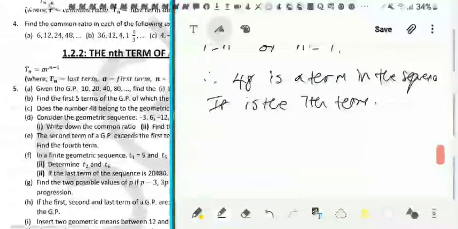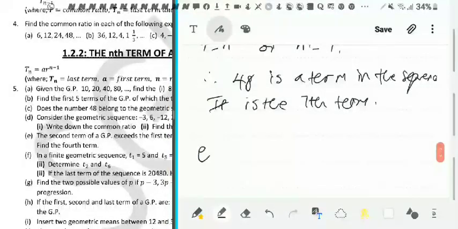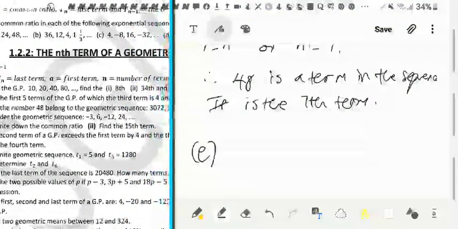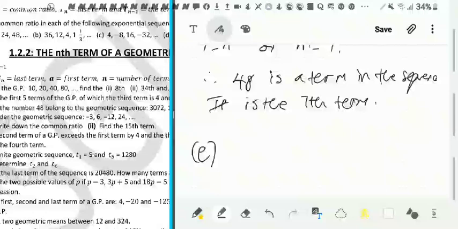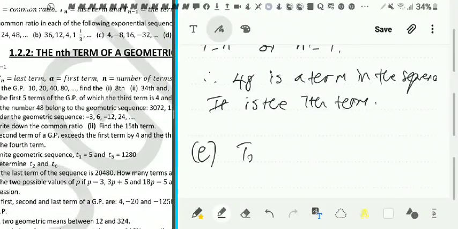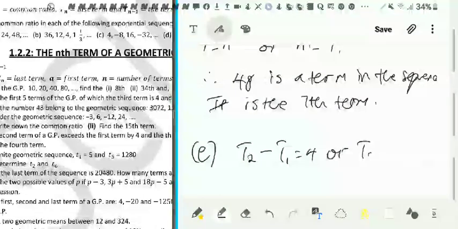Let's go to E. The second term of a GP exceeds the first term by 4. That's T2 minus T1 equals 4, or I can say T2 is equal to T1 plus 4. Let's call this equation 1.